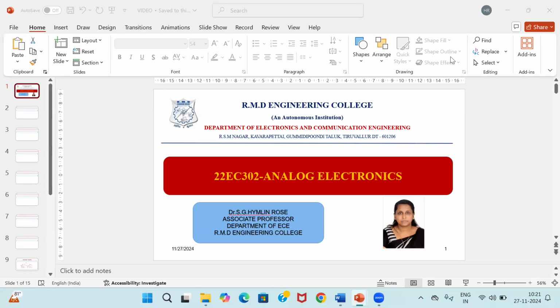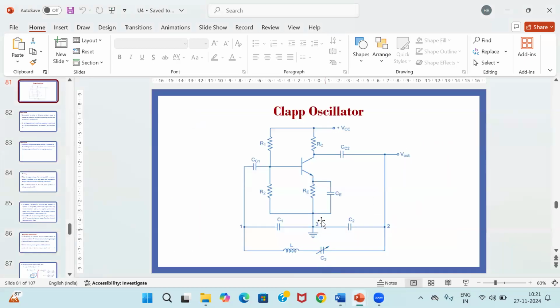Good morning to all. Today we will discuss the Clapp oscillator, which is a type of LC oscillator in the subject analog electronics. So, the Clapp oscillator. What is a Clapp oscillator?